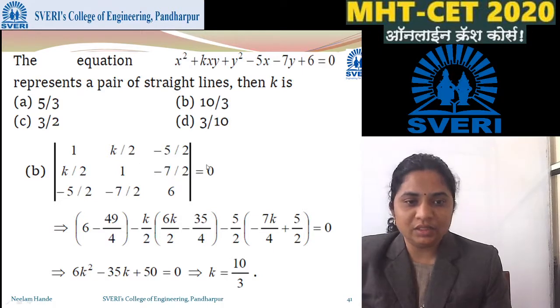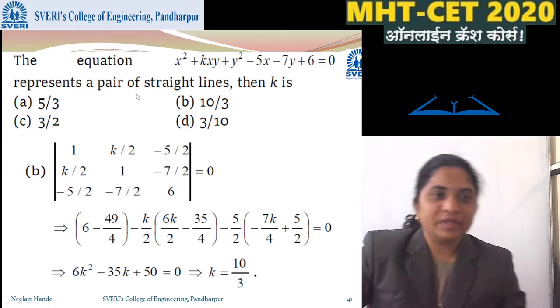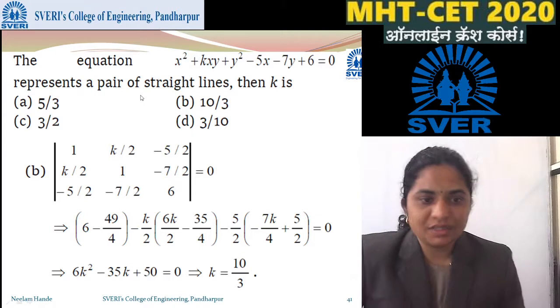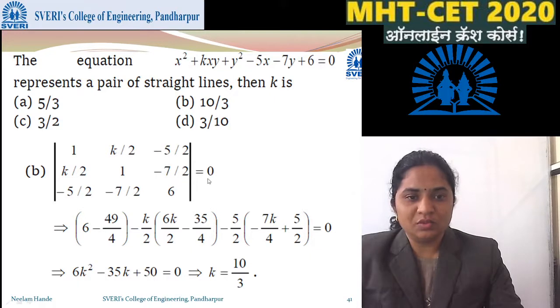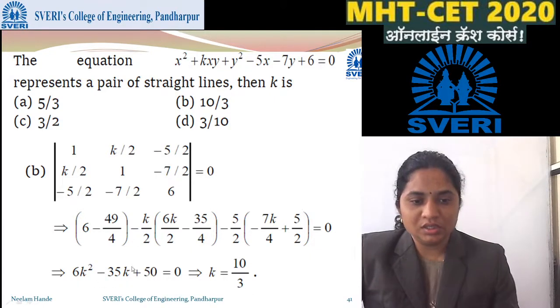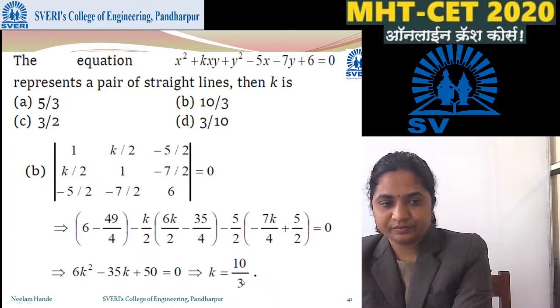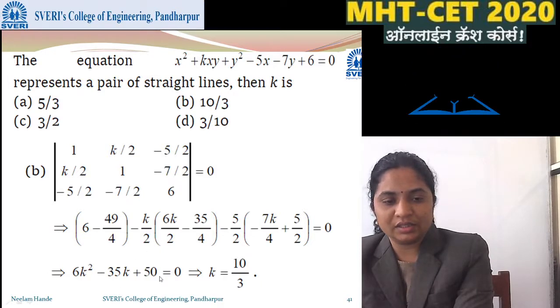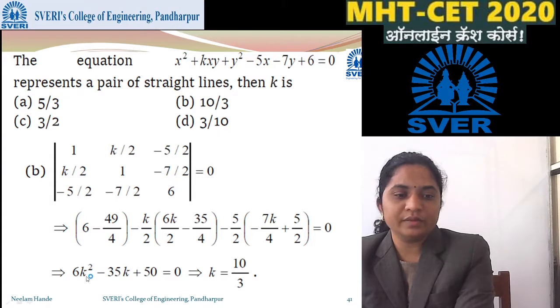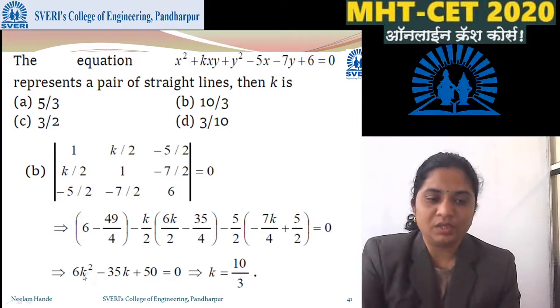We'll find that determinant, solve it, and it is equal to 0 as it represents a pair of straight lines. So we are interested in the value of k. We know if it is a pair of straight lines, then it is equal to 0. Solving it, this is the equation. Solve this, we will get k is equal to 10 by 3. This is a quadratic equation. Use the formula, or if you can factorize, you can do that. Which formula? Minus b plus minus root b square minus 4ac upon 2a. You can use that and solve.